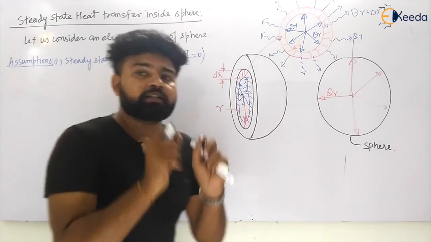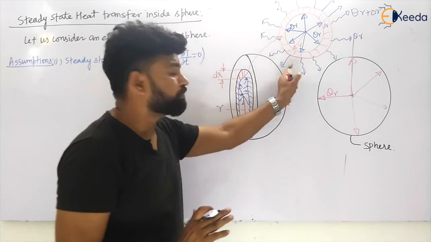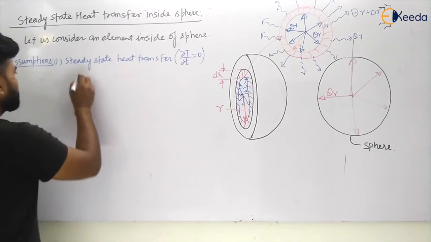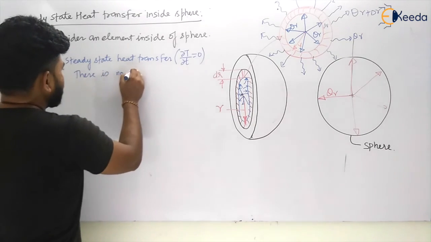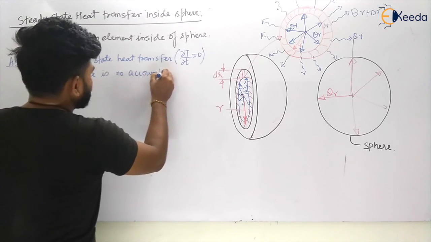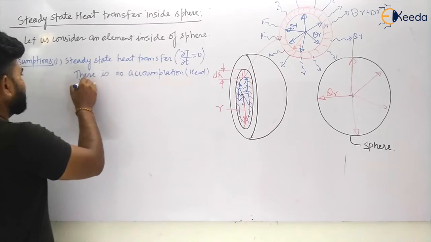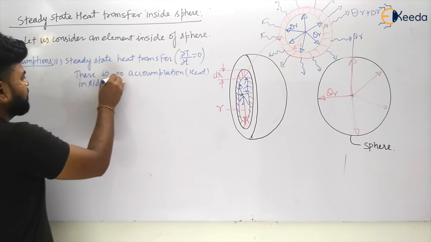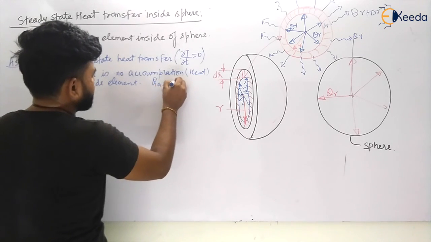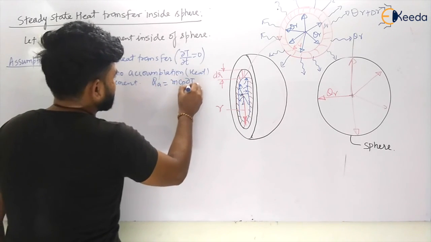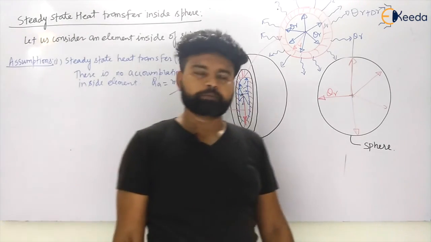That means there will not be any kind of accumulation of heat inside that particular element. That means there is no accumulation of energy, or we can say heat, inside the element, my dear student. That's why Q accumulation, that is M Cp del T by del small t, will become equal to 0, my dear students.